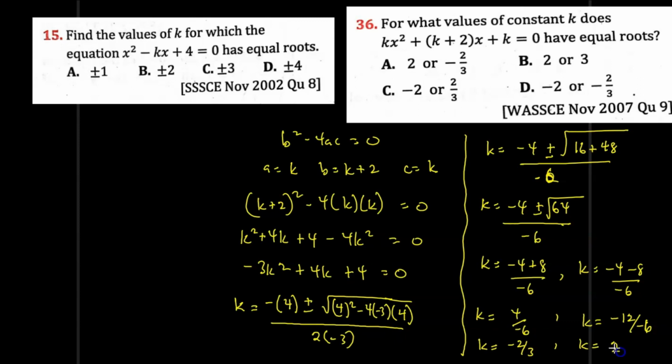positive 2. So when we go through the possible answers, you realize that we have plus 2 and negative 2 on 3, which is possible answer A. So my dear student, please do your best to know how to use the quadratic formula to determine the quadratic equation solution, or to determine missing coefficients in given quadratic expressions.